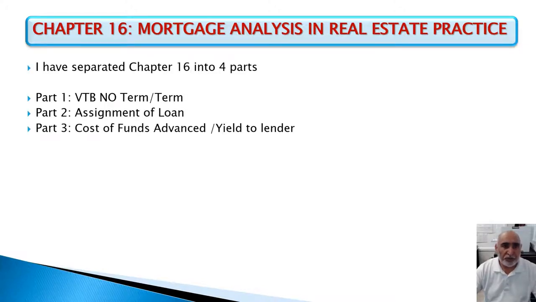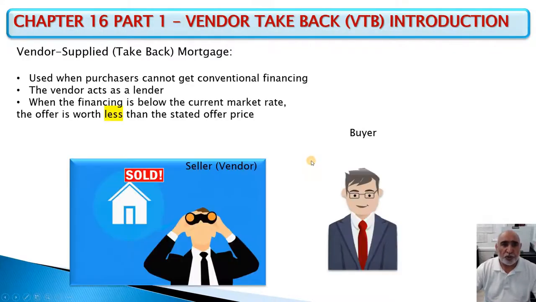Chapter 16, what I've done is I've taken this chapter into 4 parts. First part is talking about vendor take-back mortgages. Second part will be assignment of loans. Third part is cost of funds advanced and yield to the lender. And the last part is penalties. Okay, so let's start with part 1.